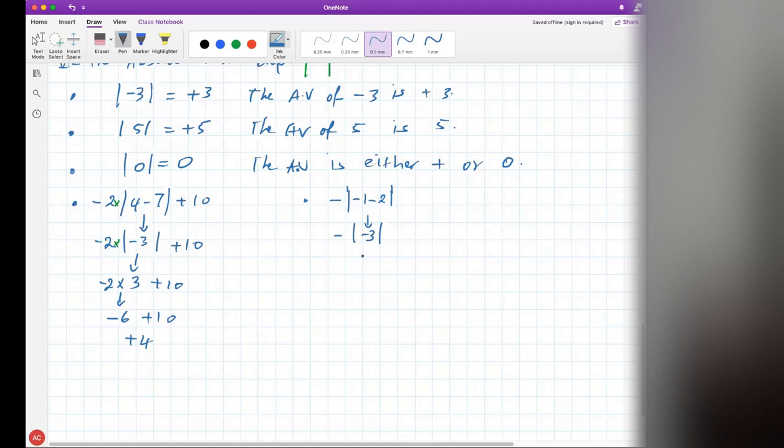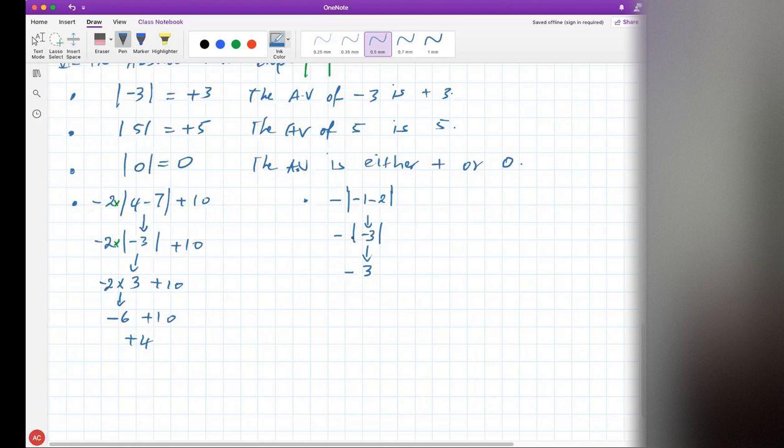Then you keep simplifying again. The absolute value of negative 3 is 3. So it's a negative 3. So you have to bring this negative down, and do not distribute it, okay?